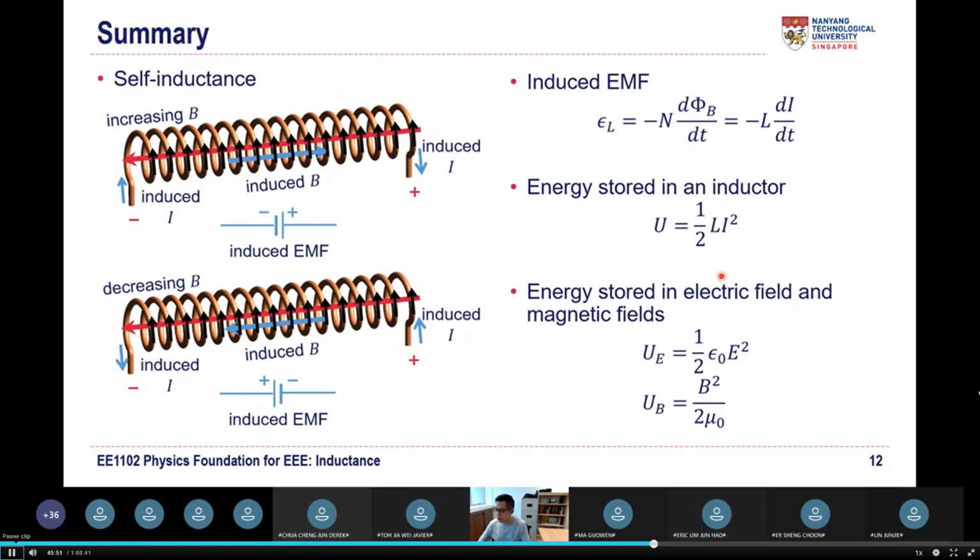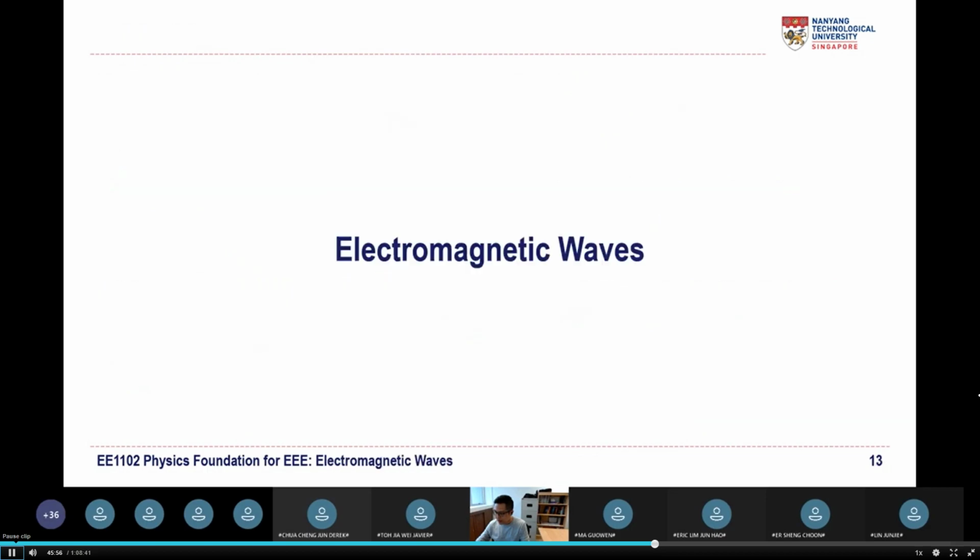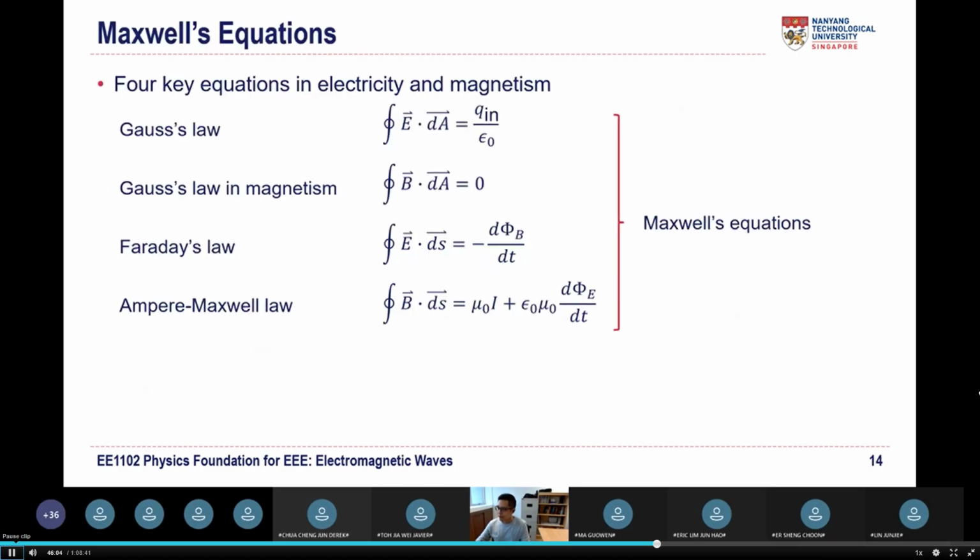All right. I think I'll move to the last topic. Okay, so electromagnetic waves. We have covered so many equations up to now. We had Gauss's law, we had so many different equations, but James Maxwell actually compiled all these different studies together into 4 very important equations in electricity and magnetism.